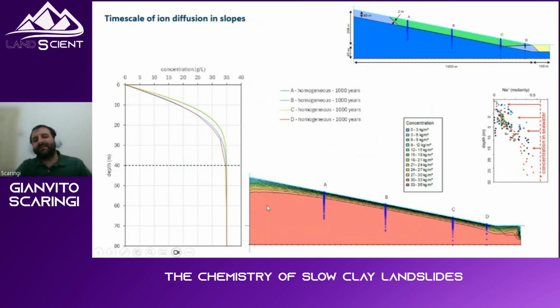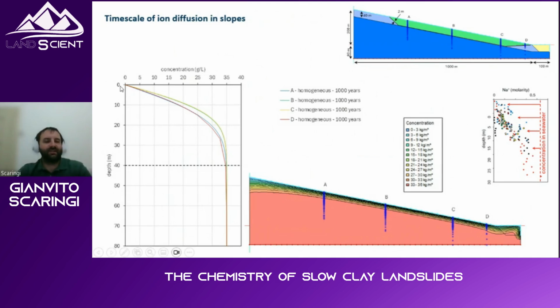So this is a simple exercise of modeling, where on the left you see a profile of concentration. If you started with the entire slope at seawater concentration, 35 grams per liter of ions, and let it be exposed to rainfall, to rainwater from the surface, which triggers some seepage inside the slope.